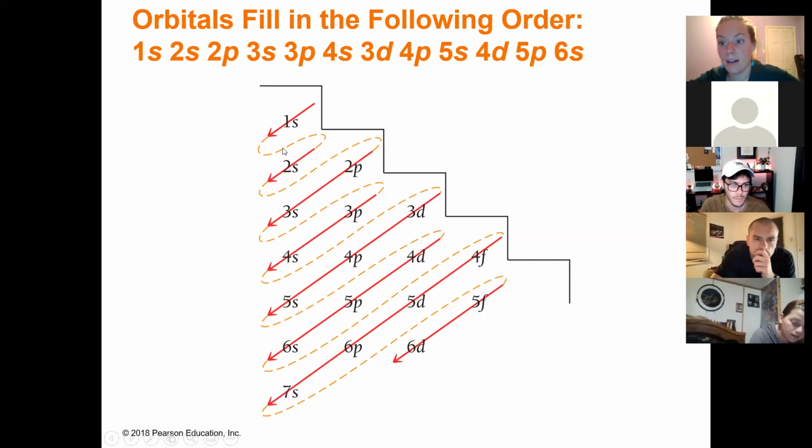I hate this diagram. This does not work for me. So if you like this, you can follow this, but I always end up doing my arrow in the wrong direction and my ordering isn't right. So how do I come up with this? Well, you can memorize it, or let's look at the periodic chart.